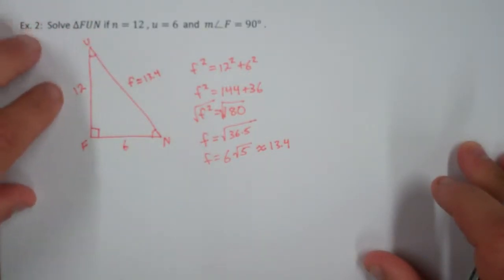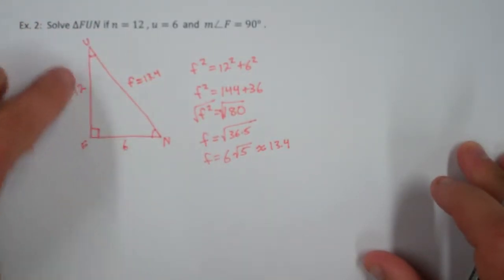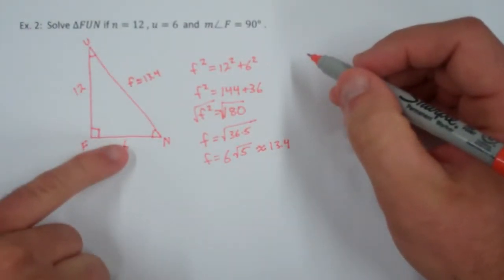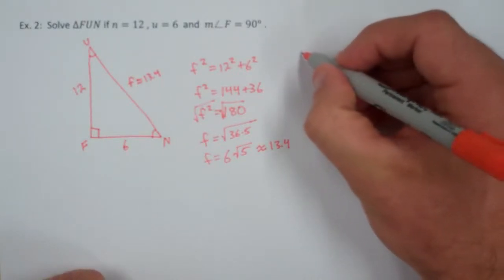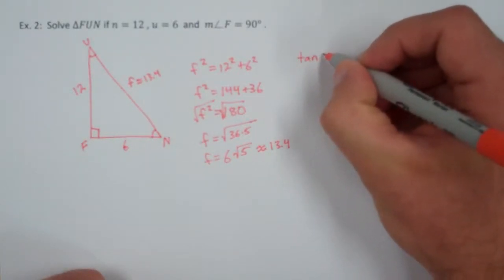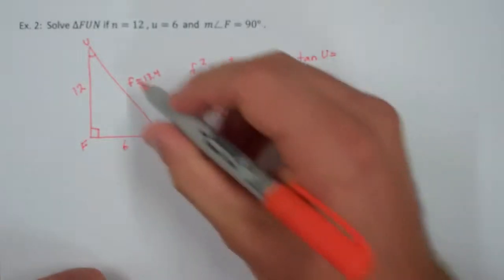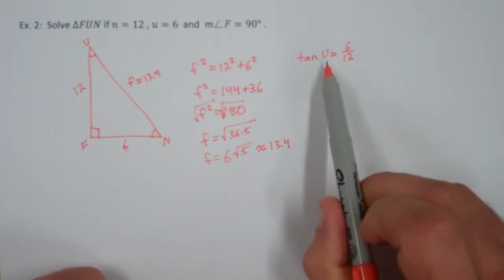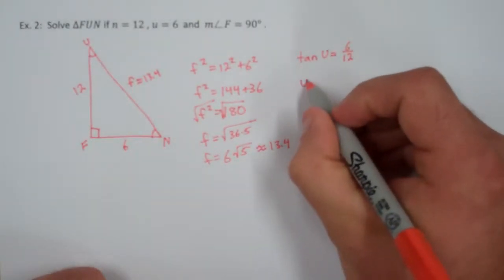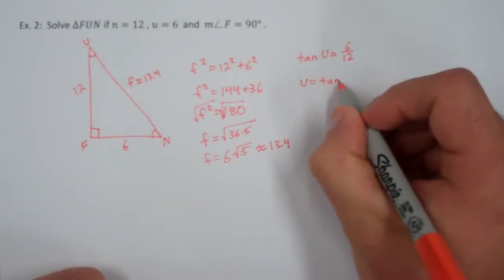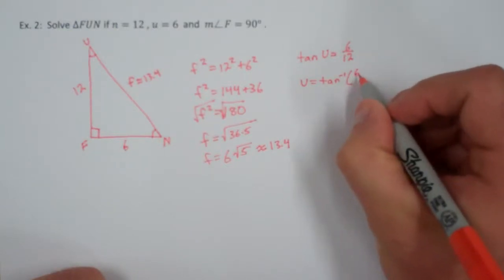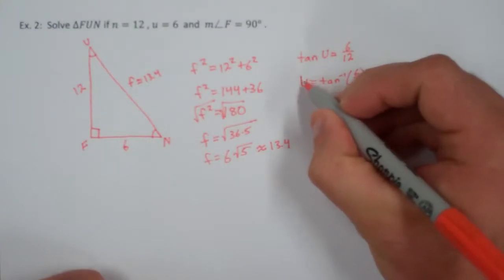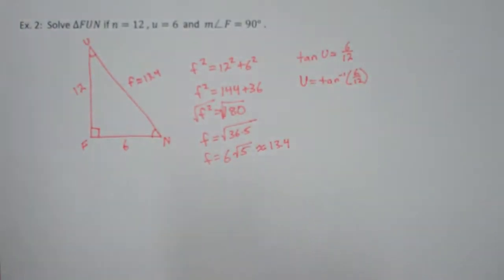To do this, I like to use the side lengths that are given. Let's look at angle U first. So for angle U, I have the opposite and also the adjacent. So we'll use our tangent of angle U is equal to opposite, which is 6 over 12. This is a case where we're solving for the angle, so we need to use the inverse tangent. Remember, we take the inverse of a ratio to give us the angle measure here, and that's supposed to be an uppercase U if you couldn't tell.